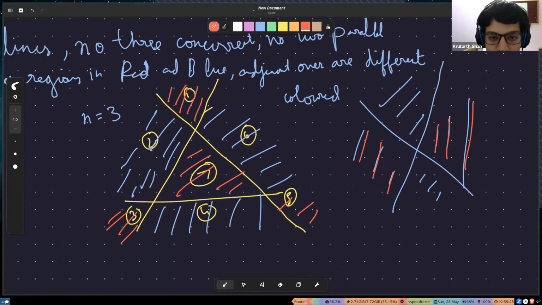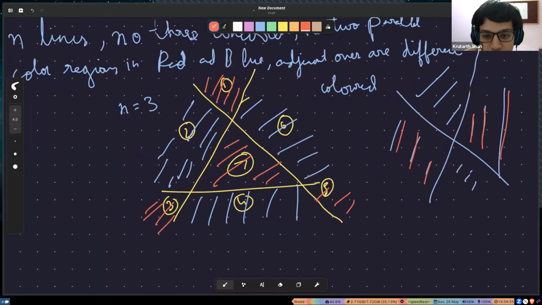You want it such that if I have two regions which are separated by a line, they have different colors. For example, region number 1 and 2 share an edge, so in that case they must have different colors. So if I color one red, then 2 must be blue. And you want to show that such a coloring is possible.